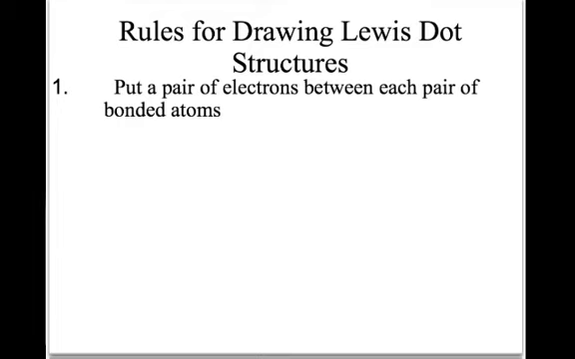We now want to put a pair of electrons between each pair of bonded atoms. So again, here's our CF4 with the carbon as the central atom and the fluorines as the peripheral atoms. And we're going to put a pair of electrons, so we'll draw 2 little electrons between each pair of bonded atoms.